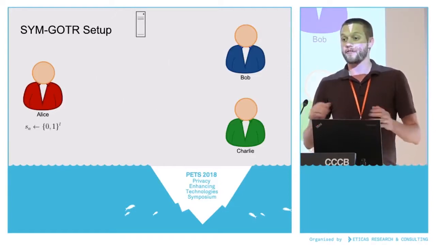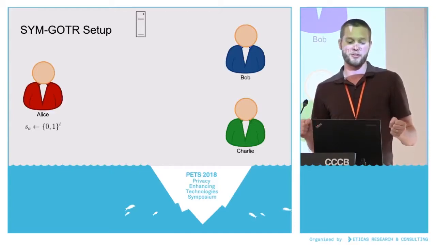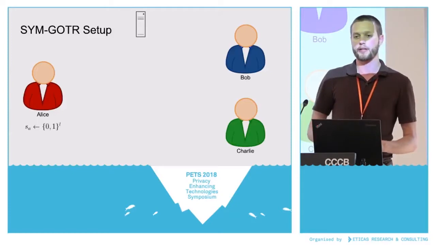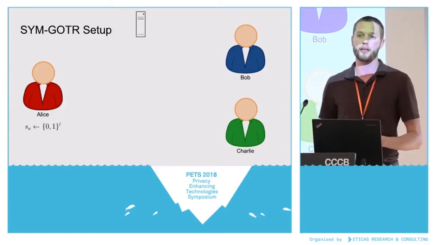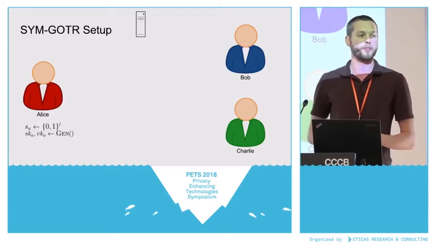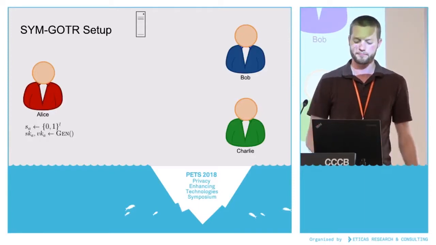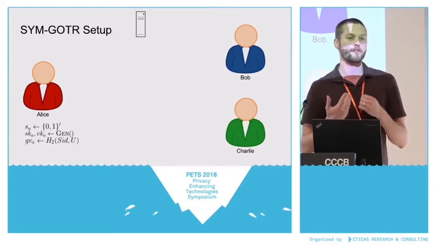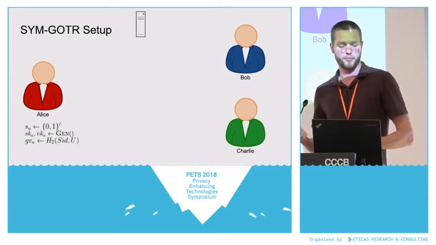The first thing that they do after they have all set up these secure two-party channels between each other is Alice will generate some symmetric key input material. She will then generate ephemeral signing and verification keys. And additionally, she will compute a value for her view of the group. This is her group view.